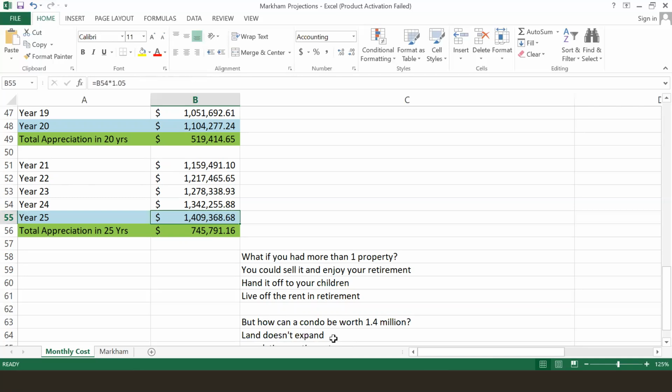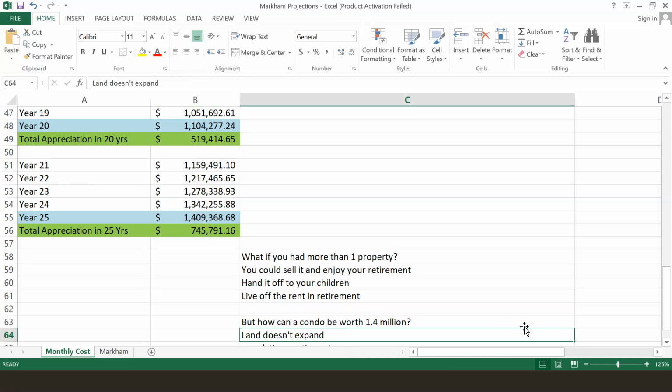But what I can tell you is that 20 years ago, condos in downtown Toronto or in North York at one point were worth $150,000. And if you look now, after 25 years, those same properties are well worth over $1 million. Now, why does this happen?